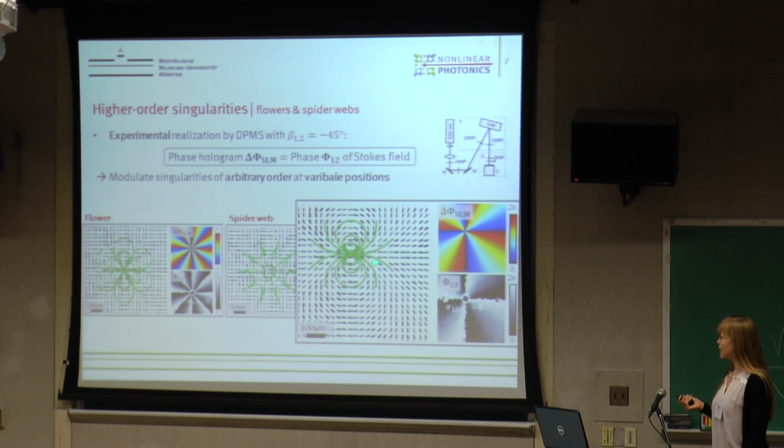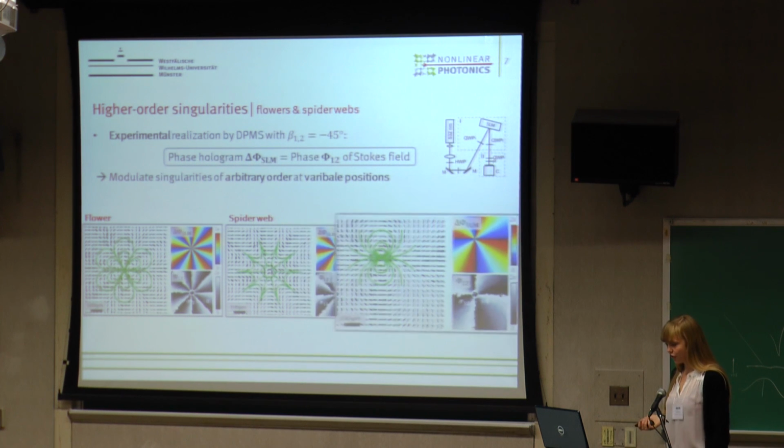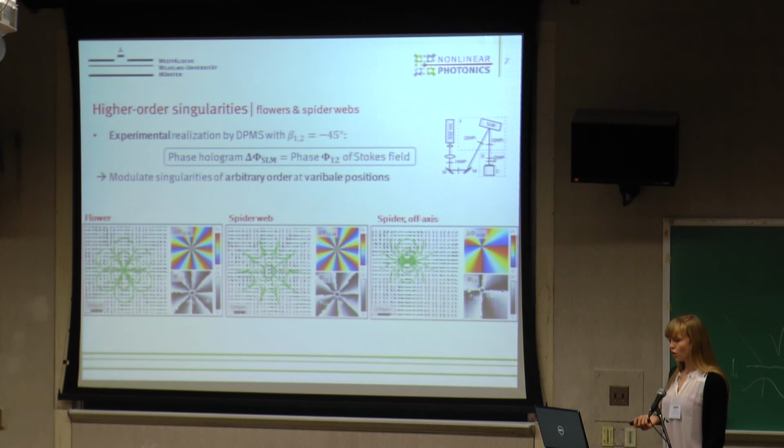And we could also choose to have another position for our singularity. In this case, we have some kind of a 2-petal flower, which I will name in the following spider, because it looks like a spider. And in this case, again, the phase distribution is equal to phi 1, 2. Okay, so we know that we can choose order and position and the shape of our fields.